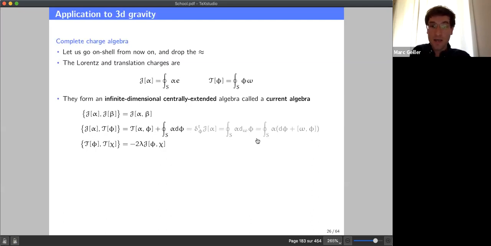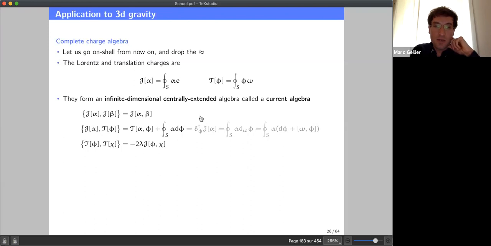And by the way, in gray here, I have put the very short proof of how this term is produced. We can ask ourselves what is the mechanism that actually produces this term? What's the reason why this term appears? And you can see here that this is completely inevitable because, by definition, the Poisson bracket of J alpha with T phi is the transformation, the translation delta T phi, acting on the generator J alpha.